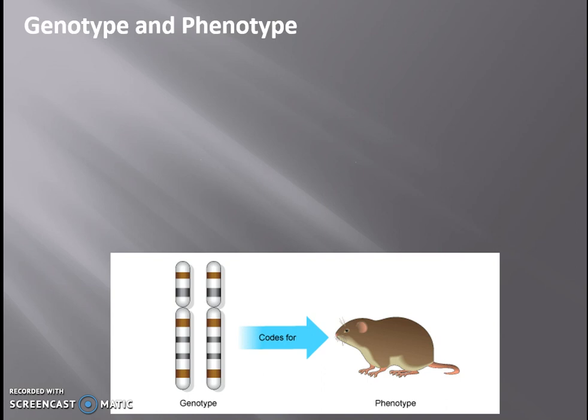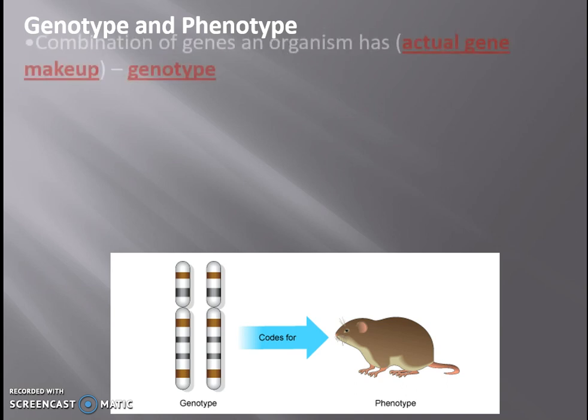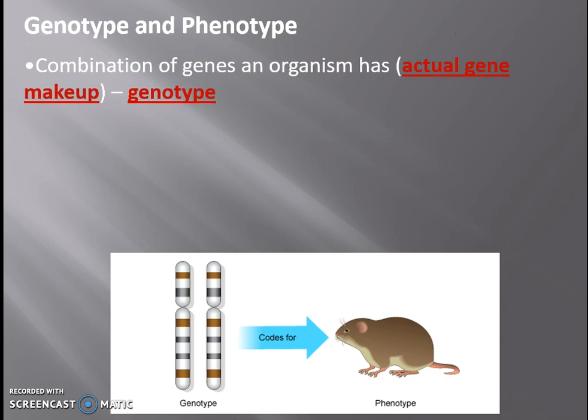Before you learn today's lesson, you need to know two vocabulary words. One is genotype and the other is phenotype. I would like to explain these two words first so that you can understand how to make a Punnett square and what's the importance of making one. Genotype is nothing but a combination of genes an organism has, or you can also say the actual makeup. We call that a genotype.